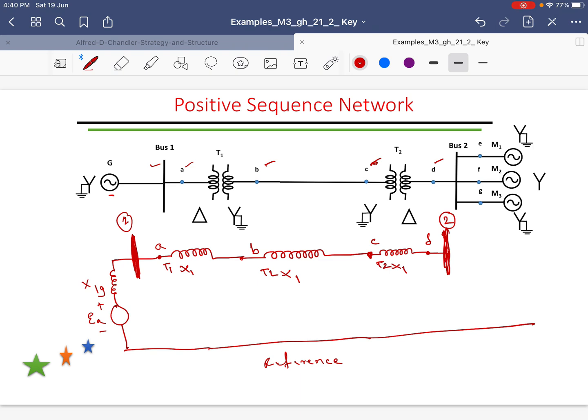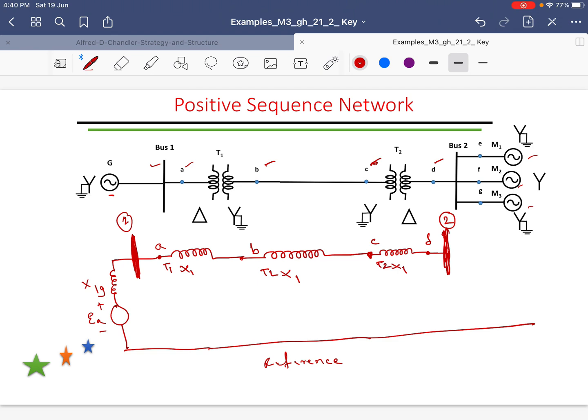Then from bus 2, the 3 motors are connected in parallel. That is, these are the remote end of the system. Therefore, this has to be connected to ground.